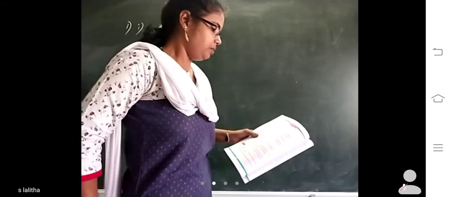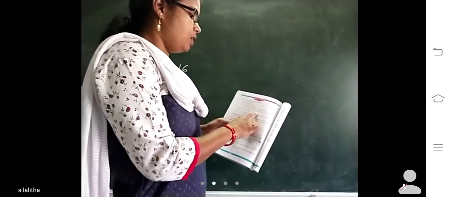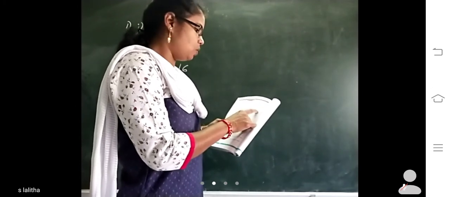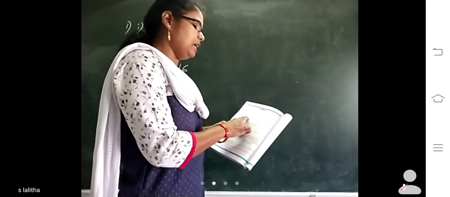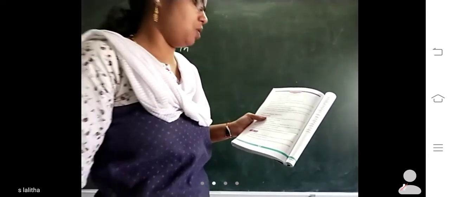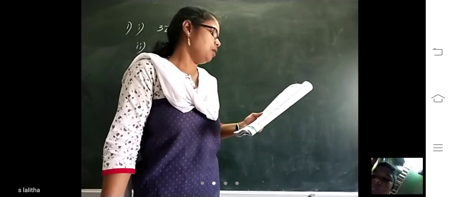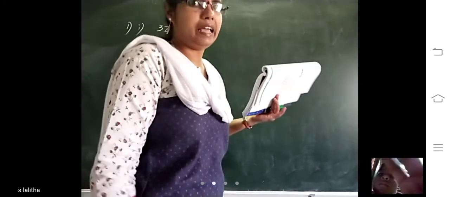See the second question. Peter has p number of balls. The number of balls with David is 3 times the balls with Peter. Write this as an expression. So here what is given? Peter has p number of balls, and the number of balls with David is 3 times the balls with Peter. You have to write it as an expression.